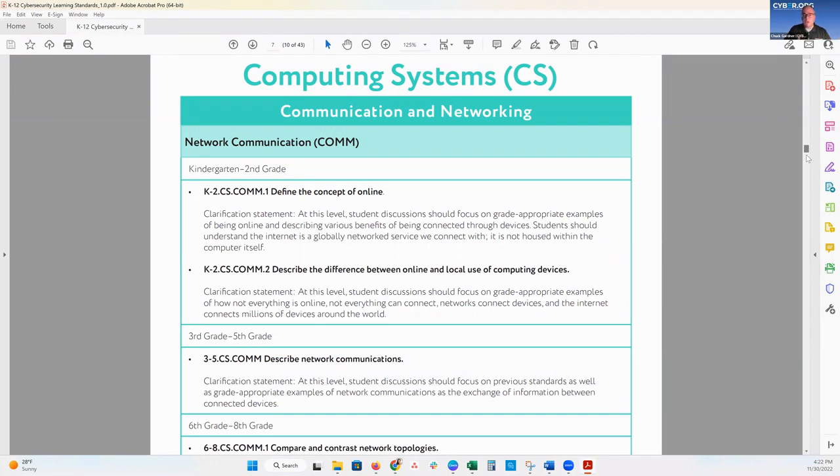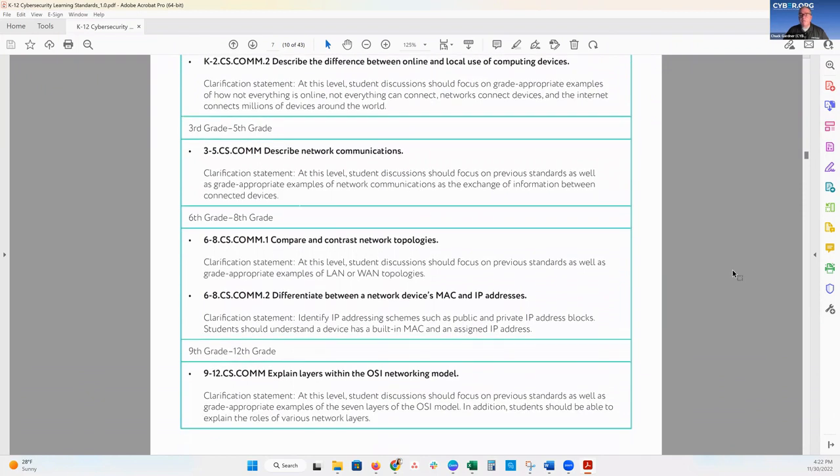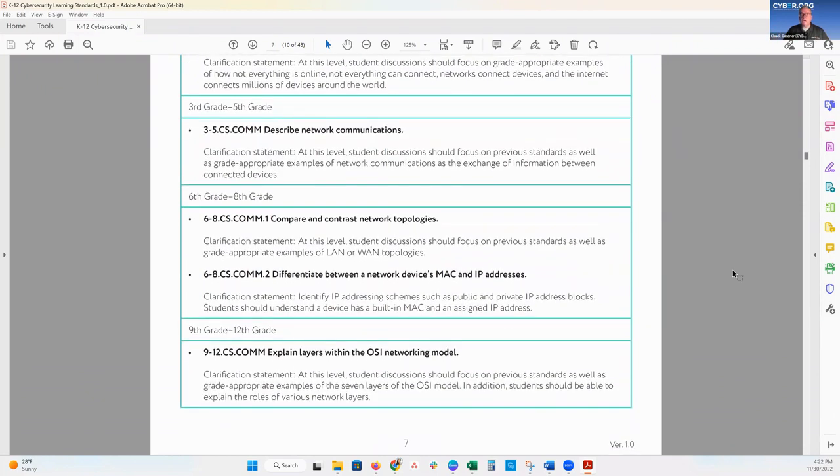So we're going to talk about what it means to be online in a K-2 audience. We're going to talk about the difference between being online and, as Julia mentioned early on, if I unplug, am I still online, right? I've got this local device now that's not necessarily connected to the network. And unplug, right, being a term that references disconnecting from the network, whether it's wireless or wired. And then in 3-5, that conversation matures a little bit, and we talk about the network communication that has to happen for those devices to talk to one another. And then in 6-8, network topologies, right?